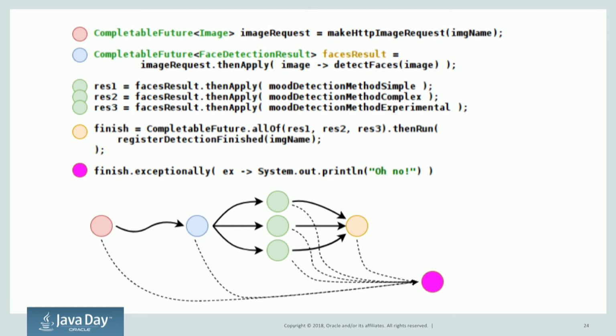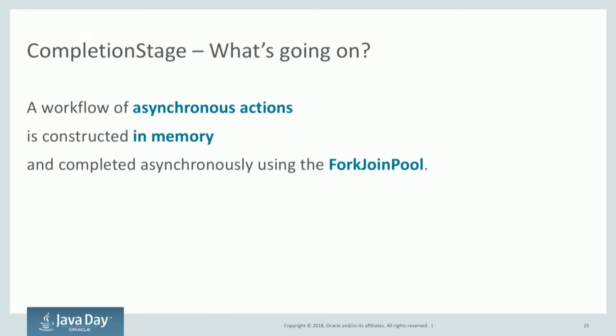You can build these things up. None of the things like making a request, detecting faces, mood detection, the three ways that was done, registering that it had finished, none of those depended on any of the other ones. They were all independent little units of code that were then brought together into a complex application by the use of the CompletionStage API. So what happens when you run this code? This workflow of asynchronous actions is constructed in memory and completed asynchronously using the ForkJoinPool. The ForkJoinPool, since Java 7, I think, has been the standard scheduling thread pool for submitting work and having it done on background threads.